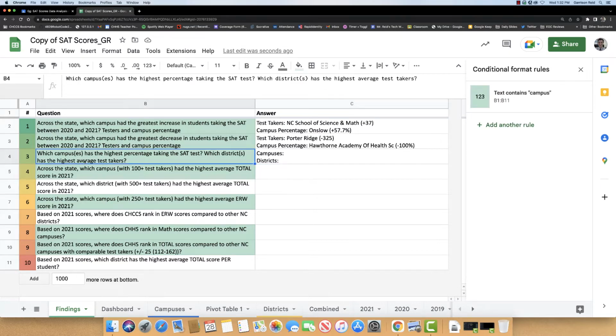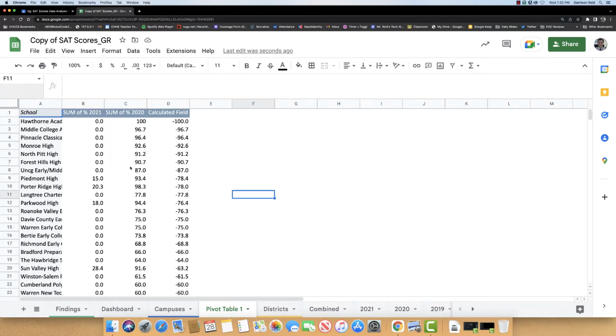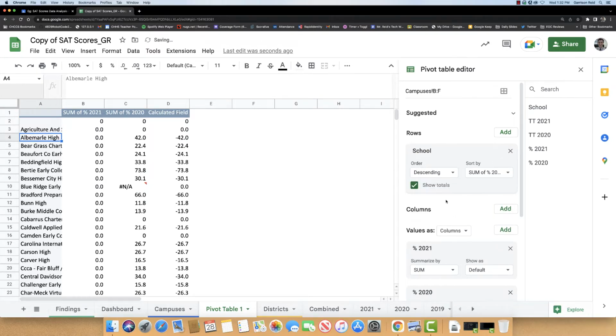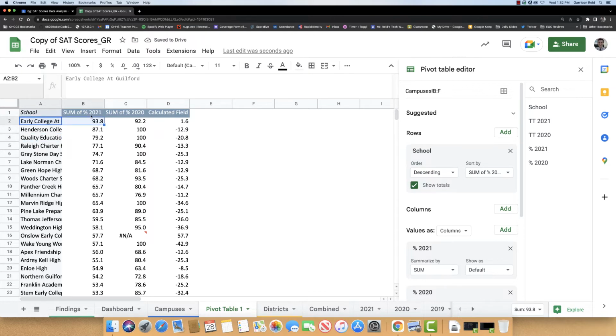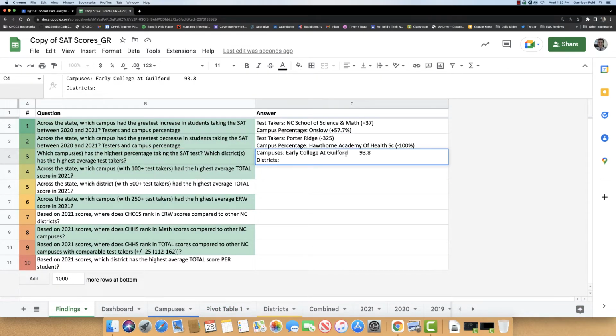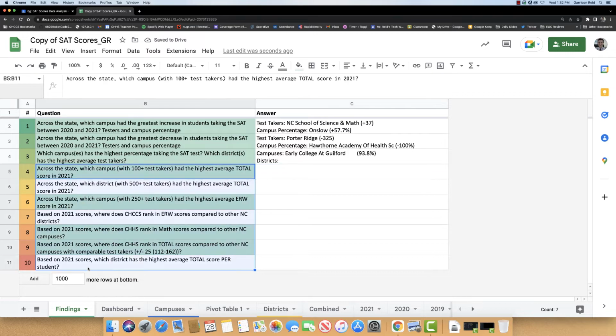So what campus has the highest percentage taking the test? I'm going to go back to my table here. I know that the value of my sum tells me something, right? So I can sort it by this, descending, and I see that Early College had, in 2021, 93.8% of their campus taking the SAT. So which campuses? We'd say 93.8%. Great. Now I have a bunch of questions that are all about 2021.